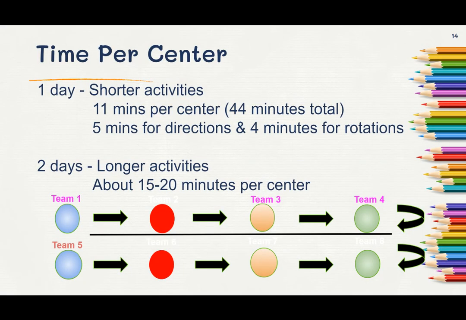So stations don't all have to be in one day. It totally depends on what your schedule looks like and what activities you are having your students do. If you want to get stations done in one day, you need to have shorter activities, maybe about 10 minutes per station. That's about 44 minutes total. That gives you some 5 minutes at the beginning of the hour for directions and gives you time for students to rotate in between.